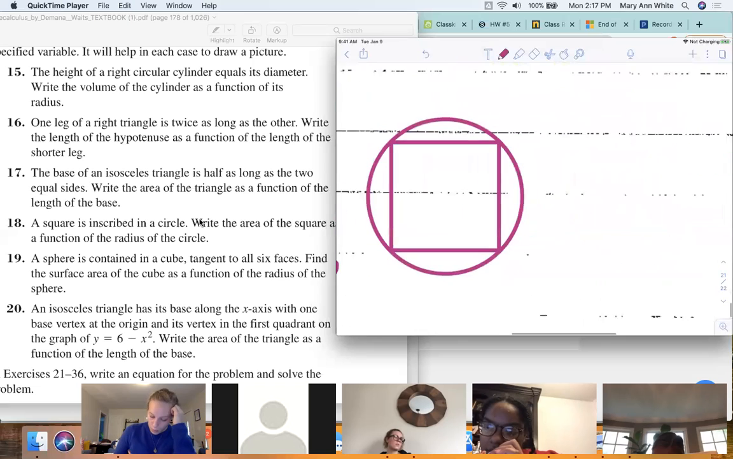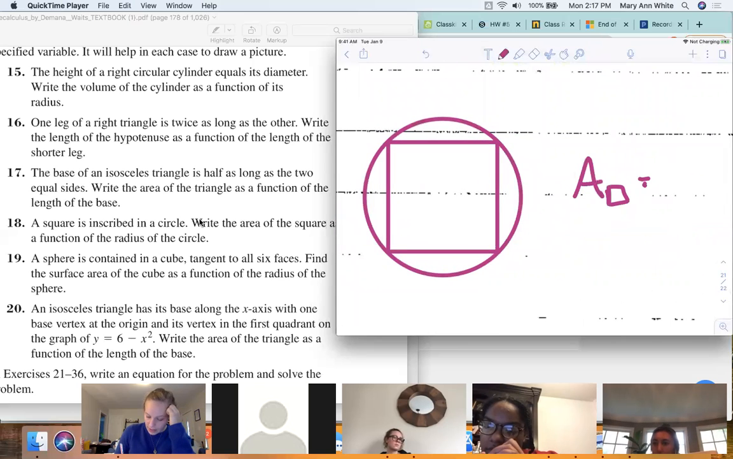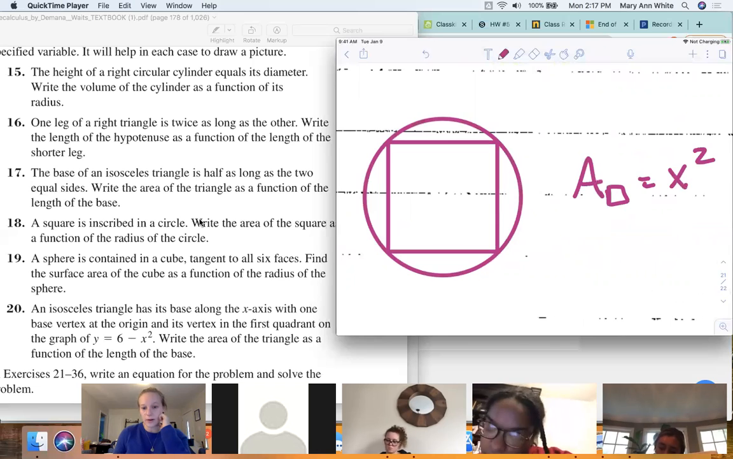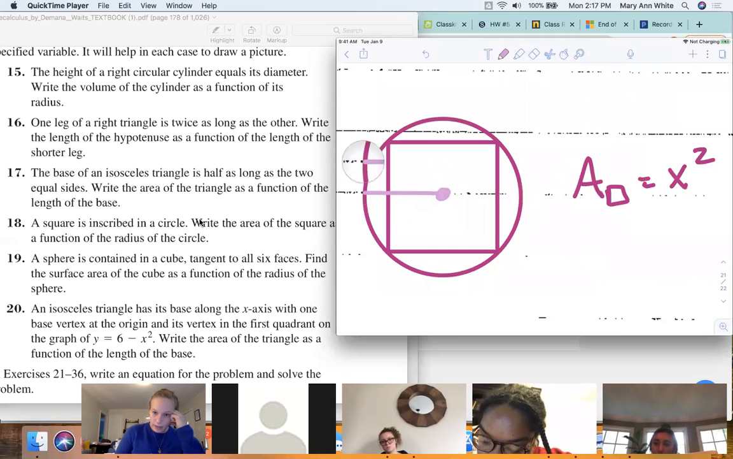So the square is on the inside, and we want to write the area of the square as a function of the radius of the circle. Well, we know the area of a square is whatever the side length is squared. So we just have to figure out what the side length is in reference to r. We know r, the radius, goes from the center of the circle to any point on the outside. So it could be here. It could be literally anywhere along the outside. We want to put it somewhere that makes sense or is helpful to us, which, ooh, right here would be helpful. All of the radius is in the square.